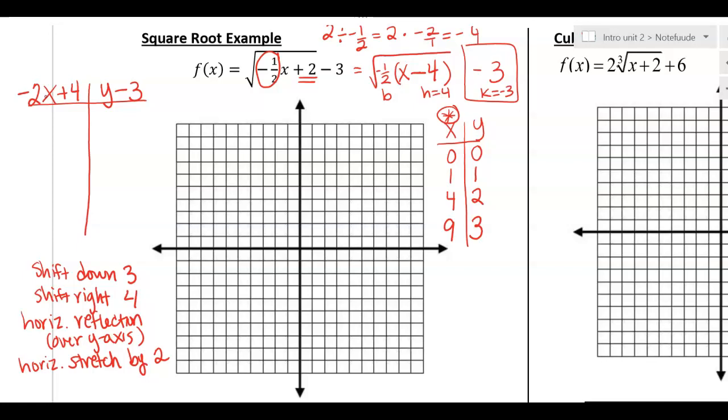Is everybody okay with why there's a stretch and not a compression? You have to think really hard about the horizontal meanings of these things. And does everybody understand why there were 3 horizontal things listed there? That multiplying by a negative is a reflection, multiplying by a number is a stretch or compression, and then adding and subtracting numbers is shifting it, okay?